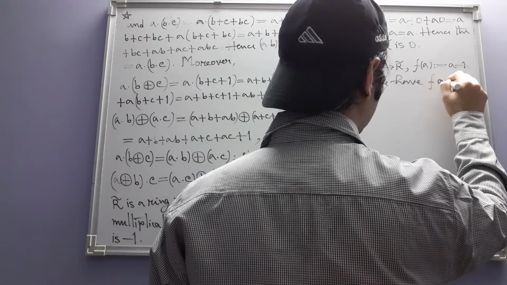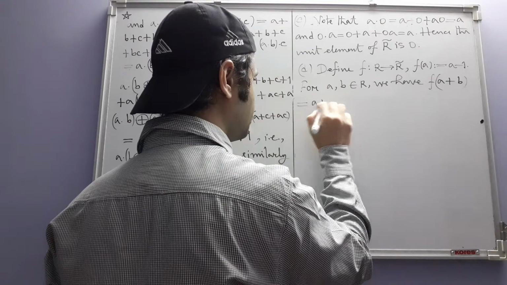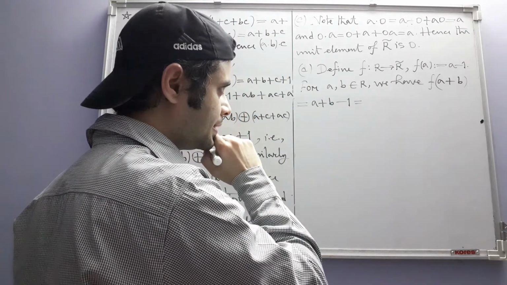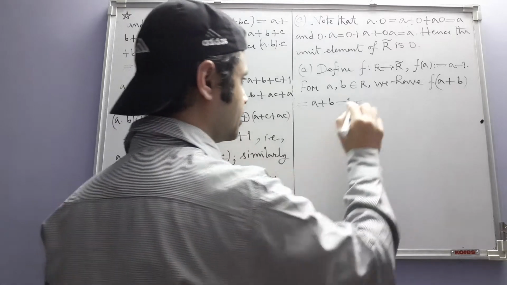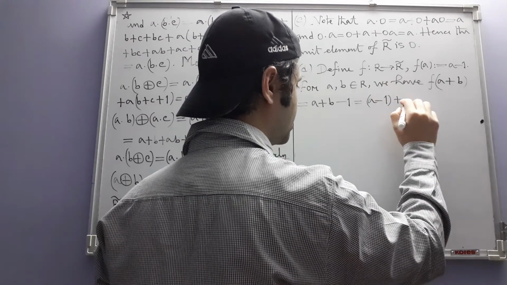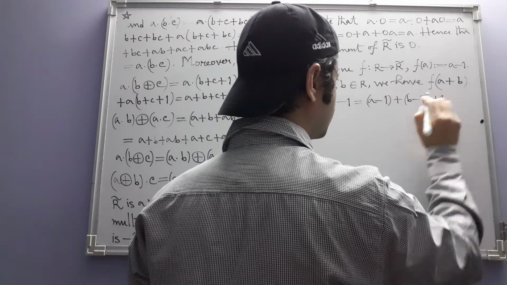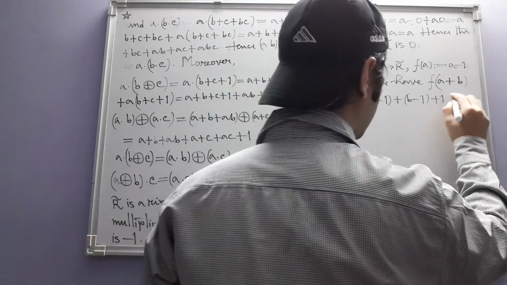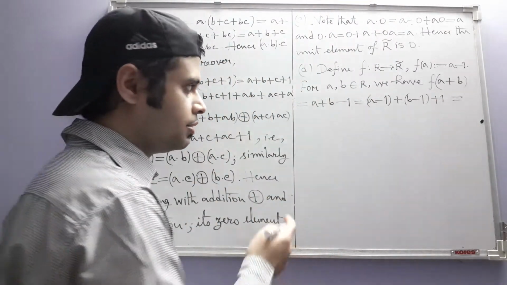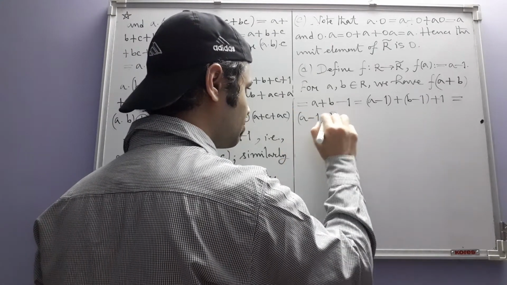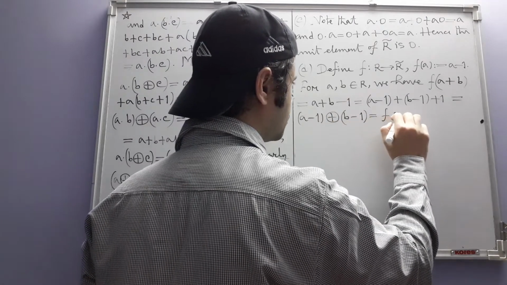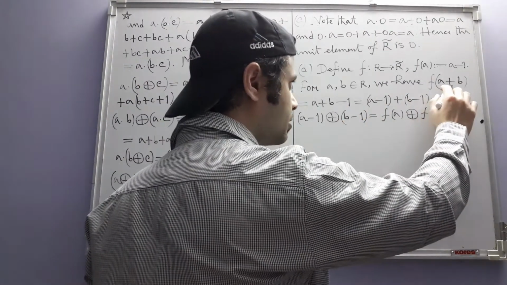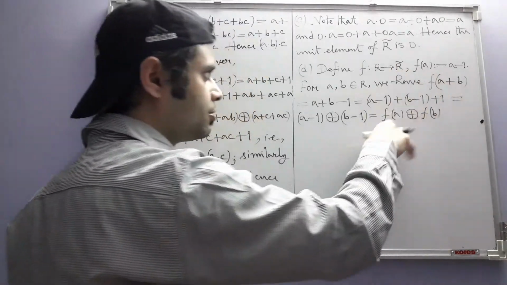So we have f of a plus b, this equals a plus b minus 1. Now how can we write this? (a minus 1) plus (b minus 1) plus 1. Are these two things equal? Because minus 1 and plus 1 cancel out each other and we are left with a plus b minus 1. So this is okay. And this equals, according to our definition of addition in the new ring, (a minus 1) plus (b minus 1). So this is f(a) plus f(b). So f actually respects addition. It turns the addition in the ring R into the addition in the ring R tilde.